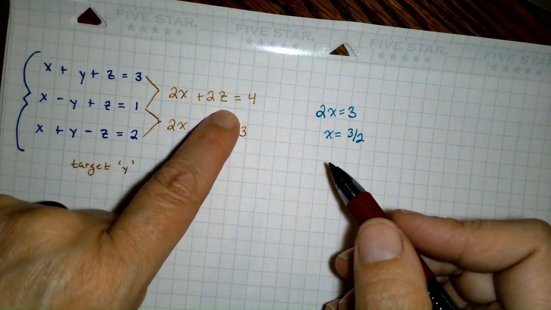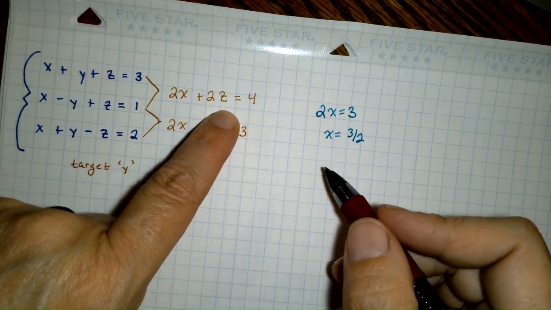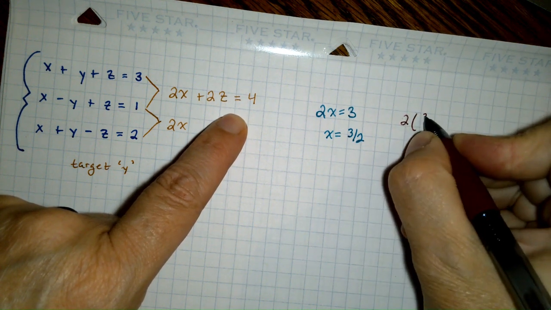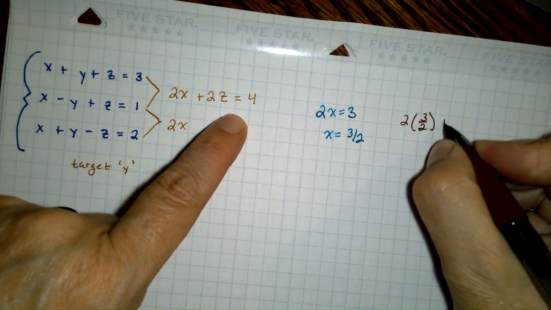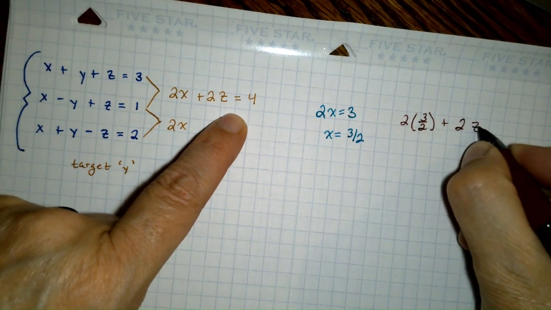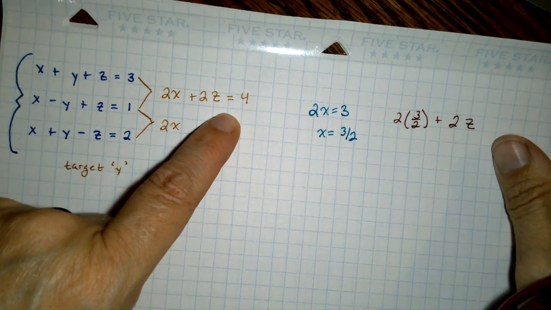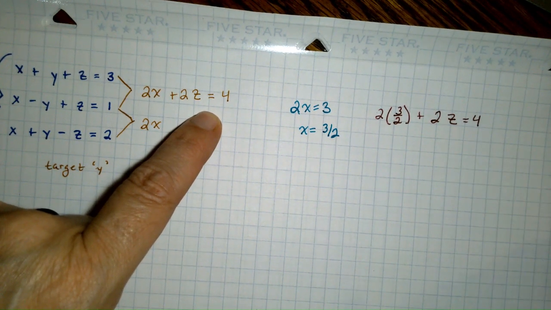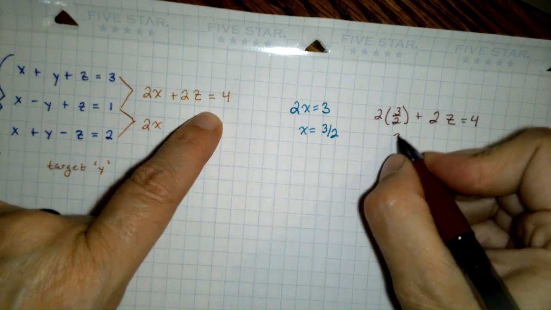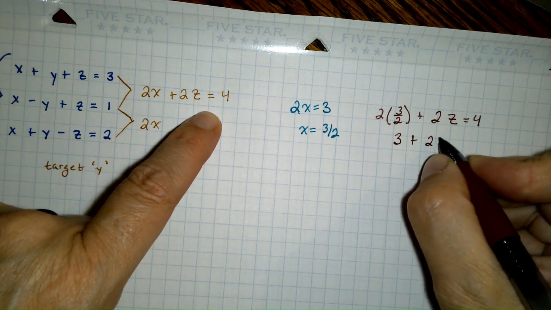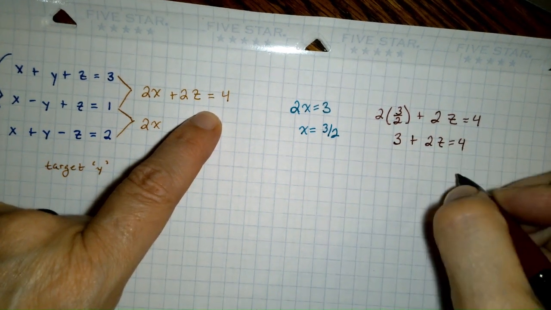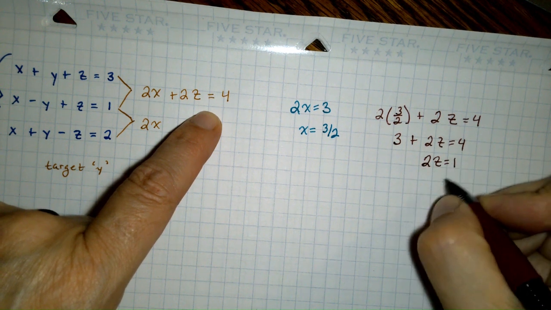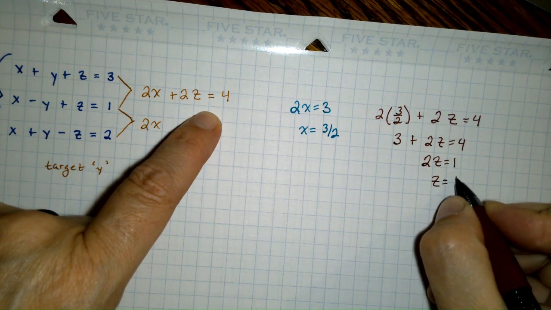Now, since this has just x and just z in it, I'm going to utilize that to solve for z. So we've got 2 times our x plus 2 times our z, and I write my z's with a line through it so they don't look like 2's. We got 4. If you type this into a calculator, you're going to get 3. Subtract 3 from both sides and divide by 2. And again, I'm going to utilize a fraction.